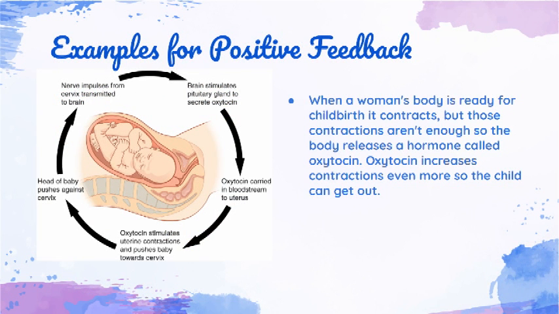Here is a real-life example of positive feedback. When a woman's body is ready for childbirth, it contracts. But those contractions aren't enough, so the body releases a hormone called oxytocin. Oxytocin increases the contractions even more so the child can get out. As you can see from the picture, it goes into a loop until the child gets out.